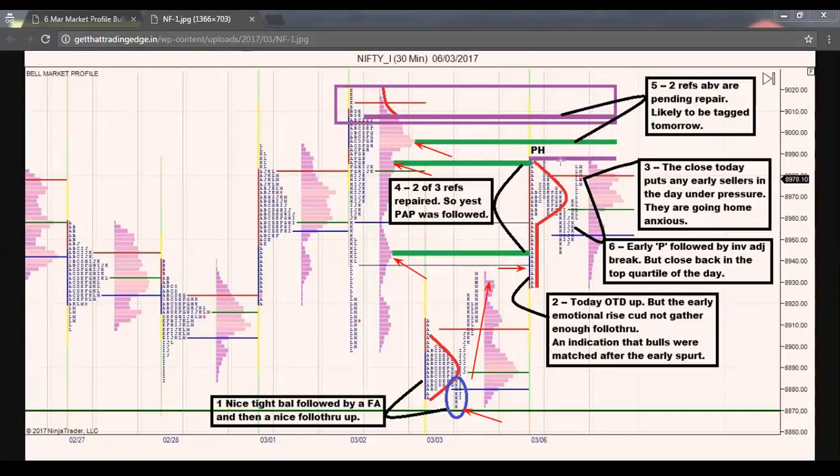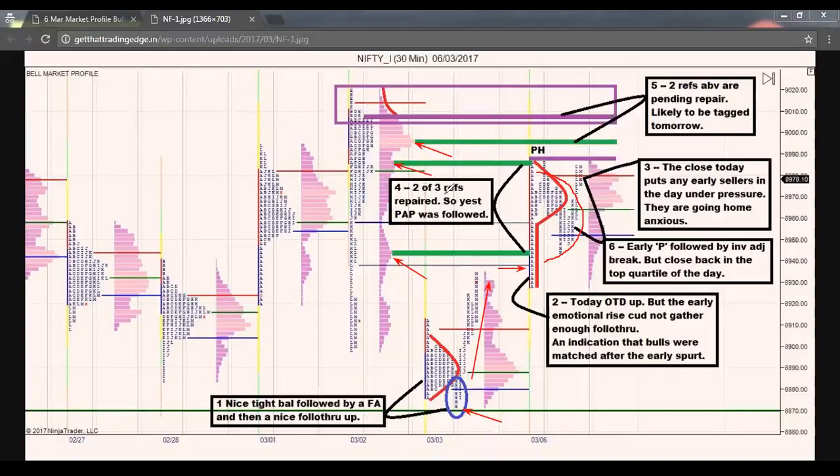We'll look at the order flow chart for more details here. Then the close for today is pretty close to the highs. So any selling happening throughout this day is now put under pressure. The sellers are going home anxious, and we know what happens when the sellers go home anxious. What happened to yesterday's profile? Sellers went home anxious, and we got a nice open-drive today. So that is what we are expecting for tomorrow. Let's see what happens.